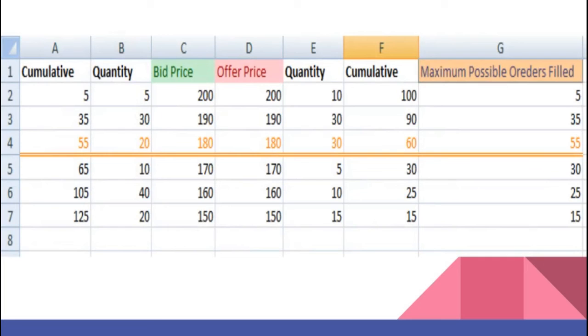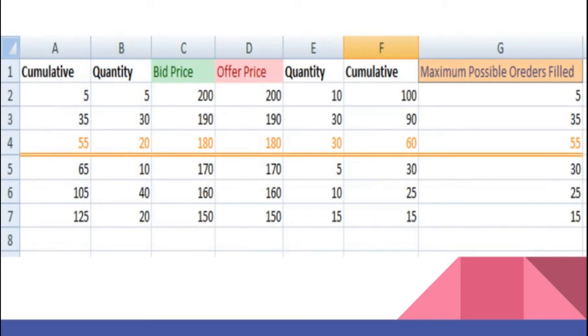Let's say there are 5 buy orders waiting to get filled at 200. If 190 is the best or wholesale price for this stock, then definitely these 5 people would want to buy the stock at 190. So the total number of orders waiting to get filled at 190 would be 35, and in a similar way the cumulative for all prices below is calculated.